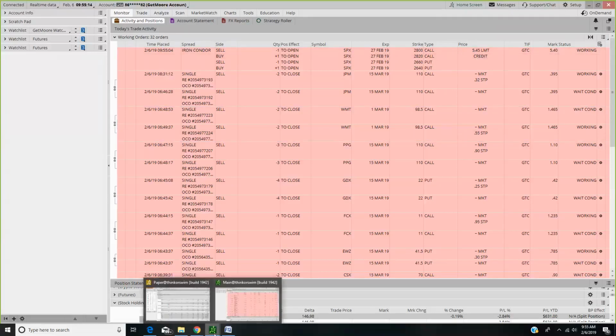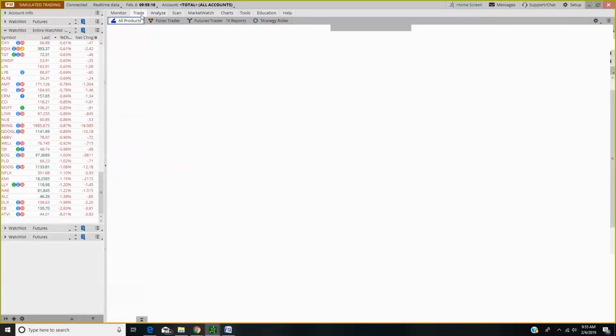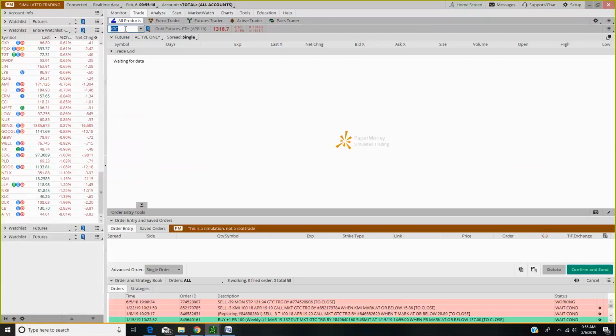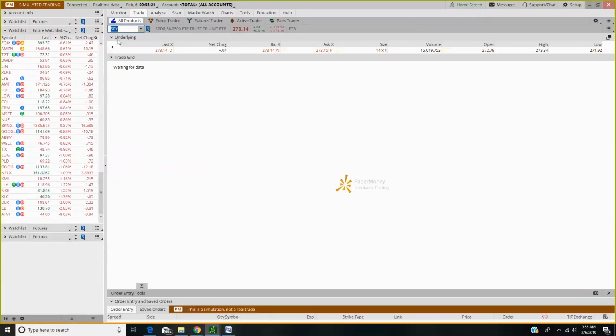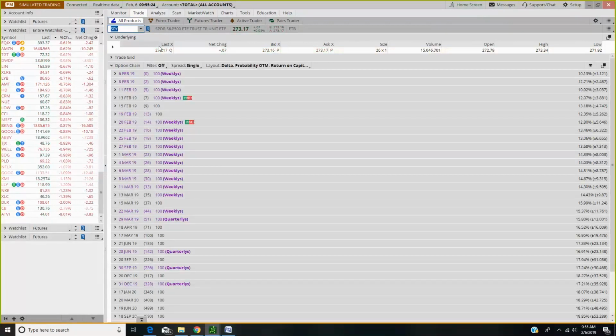Now I'm going to shift to paper money because I want to place the SPY trade. So if you have a smaller account, you're going to go to SPY. Okay, SPY.